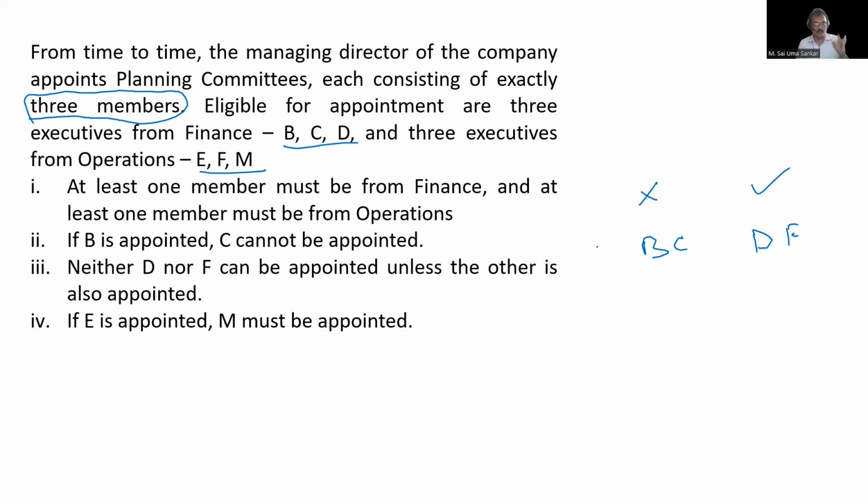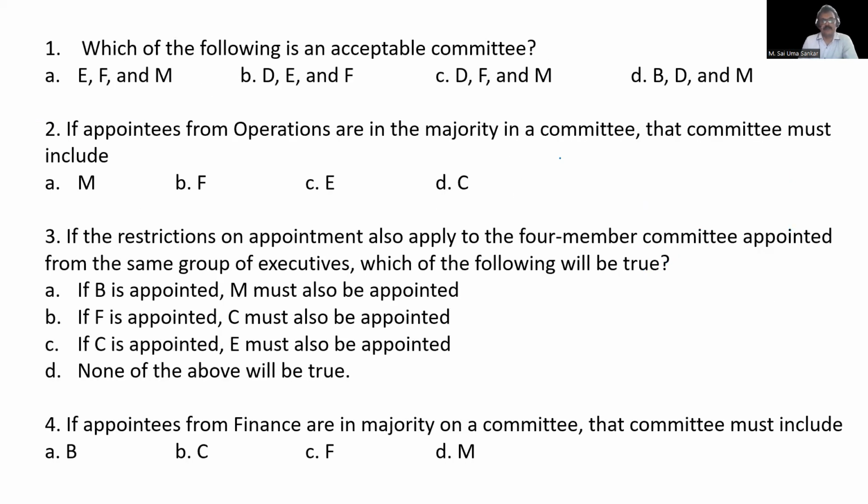B and C cannot go with each other. Next, if E is appointed, M must be appointed. This is the data, right? Based on this data, we can solve the questions. Okay. Now, right, first one here, what happened? Finance, operations.